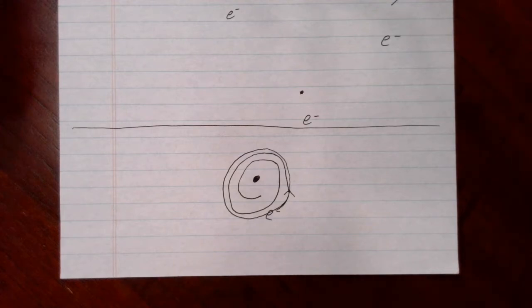So we knew that likely didn't happen because we saw that atoms were fairly stable. And if they're stable, we have to have some other model to explain what's really going on here. So then Niels Bohr comes along.